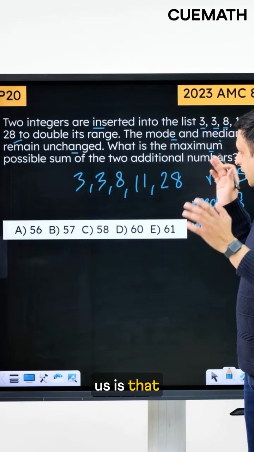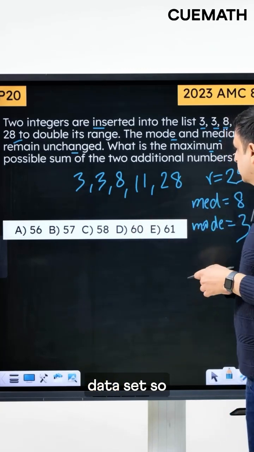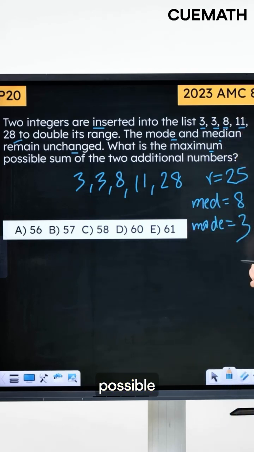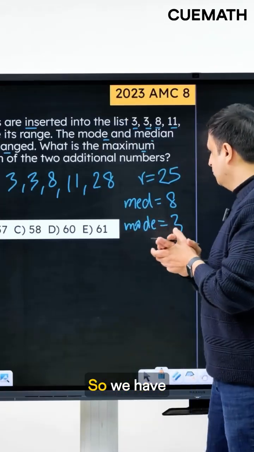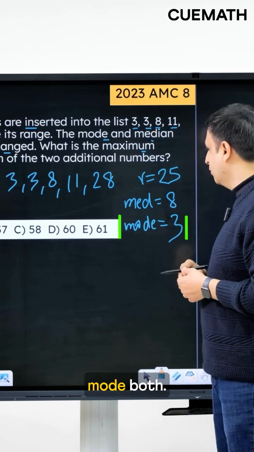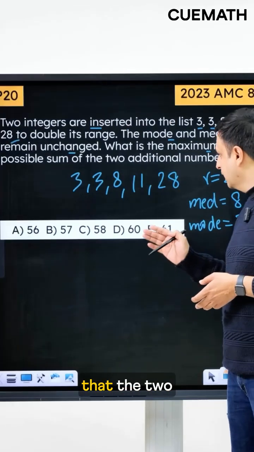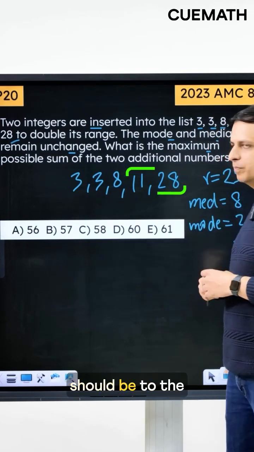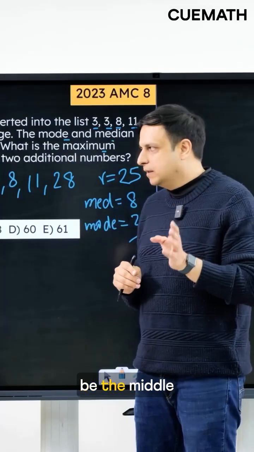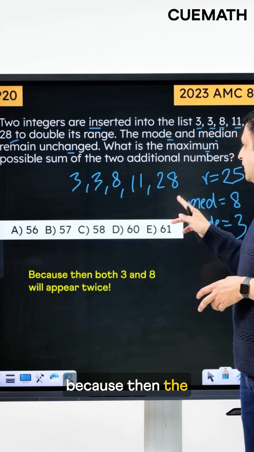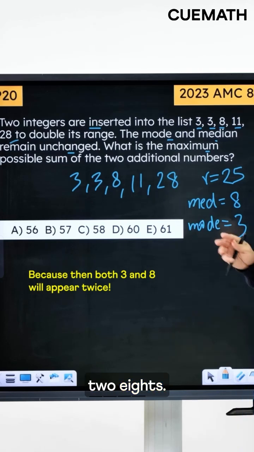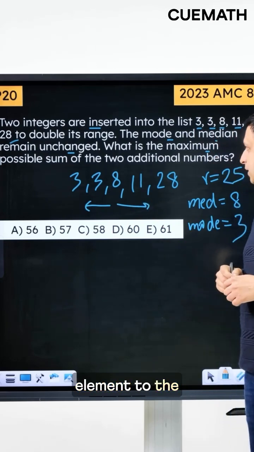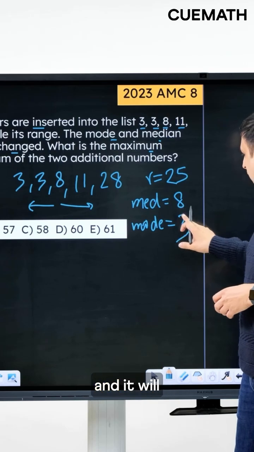Now what the problem is telling us is that two new integers are inserted into this data set so that the range gets doubled but the mode and median remain the same. And what is the maximum possible sum of the two additional numbers? So we have to preserve the median and the mode both. And what does it tell us? It tells us that one number should be to the left of 8 and one number should be to the right of 8, because we still want 8 to be the middle number. We can't insert 8 itself because then the mode will not remain unchanged, because we will have two 8s. So first we conclude that we have to insert one element to the left of 8 and one element to the right of 8. And that will preserve the median and it will also preserve the mode.